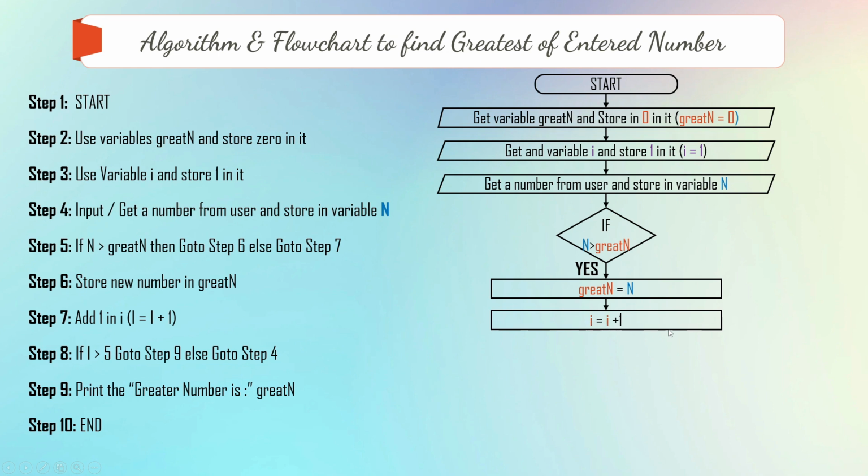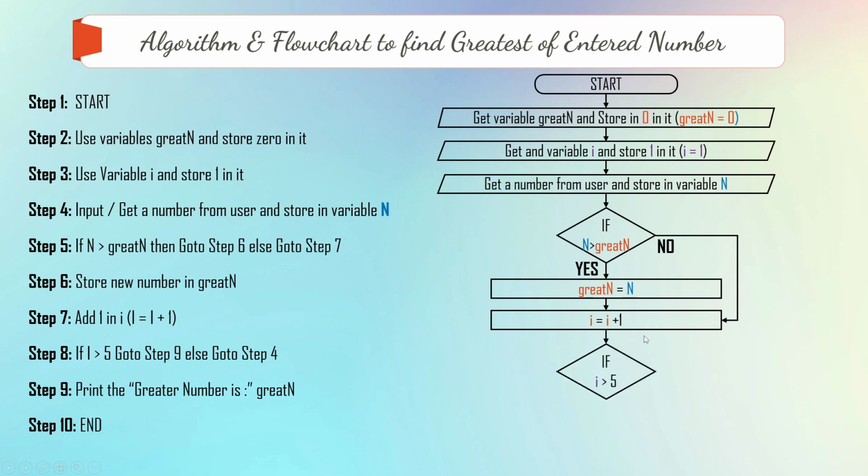Then it will come down and increment I. The value of I will increment by 1. Now suppose in the second iteration the user enters 2. In the first iteration the value of greatN became 10. The new value is 2. Is 2 greater than 10? No. So if this condition is no, it will just skip this number. It will skip the store step and go to I equals I plus 1. So I becomes 2, 3, 4 until this condition is satisfied.